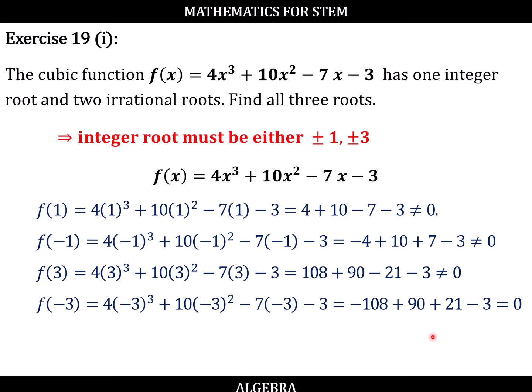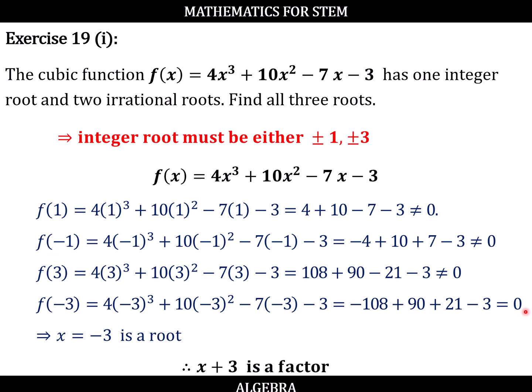Now when we add the two plus numbers, 90 and 21 add to 111. The two minus numbers, minus 108, minus 3, add to minus 111. Plus 111 minus 111 does equate to 0. So that means x equals minus 3 is a root. And if x equals minus 3 is a root, this means that x plus 3 is a factor.